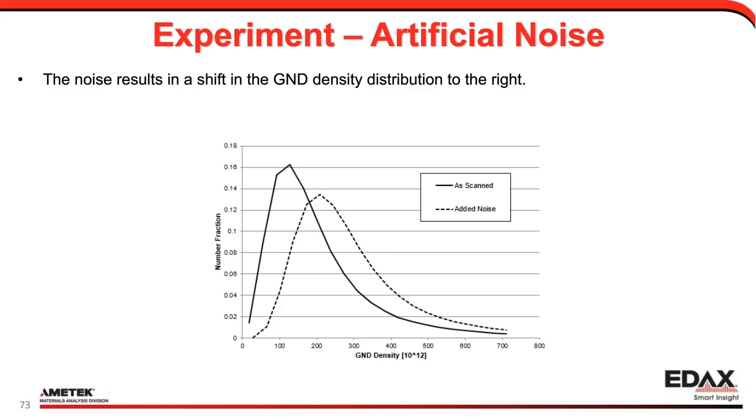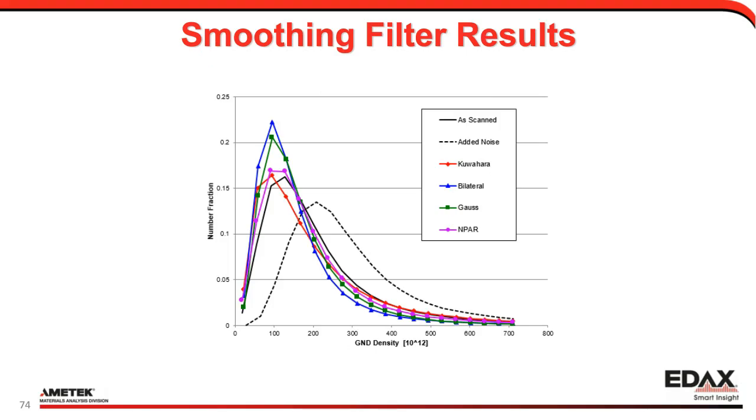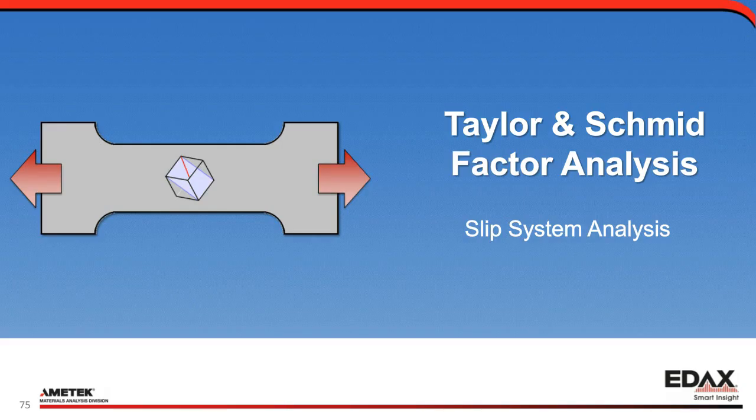Now I've applied the different filtering schemes: the Kuwahara, the bilateral, the Gauss, and NPAR technique. And the good thing is they all seem to return back to the original. I was actually surprised in doing this how well this worked. So if you do have concerns about precision, I guess my takeaway is that you can use these filters to try and improve things a little bit. We always have orientation noise, and so it may be worthwhile doing that.